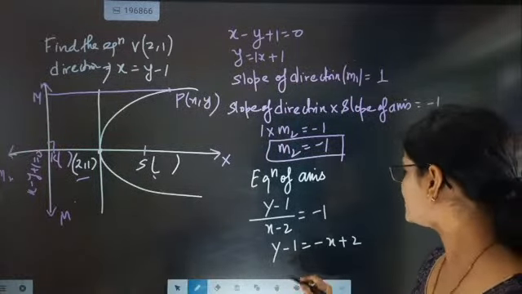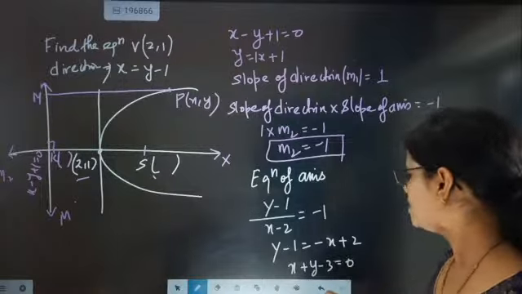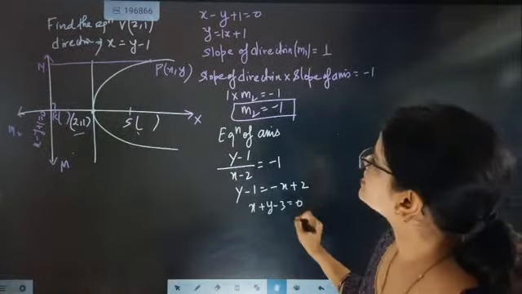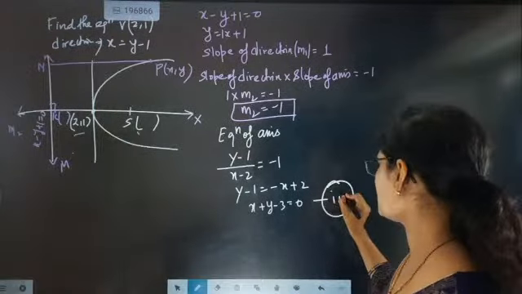So it is going to go that side. It is going to be x + y - 3 = 0. This is the equation of axis. Nailed it. Equation of axis.